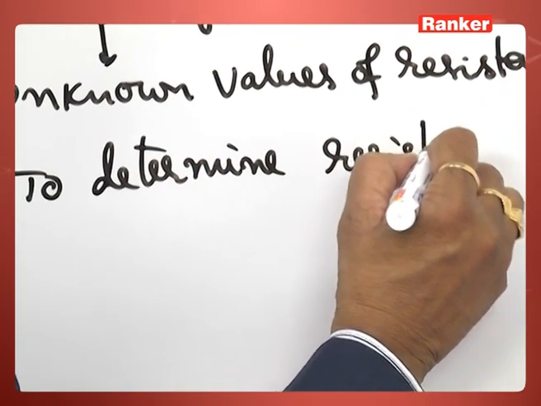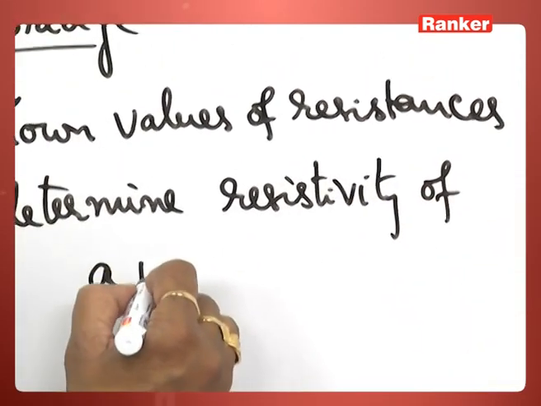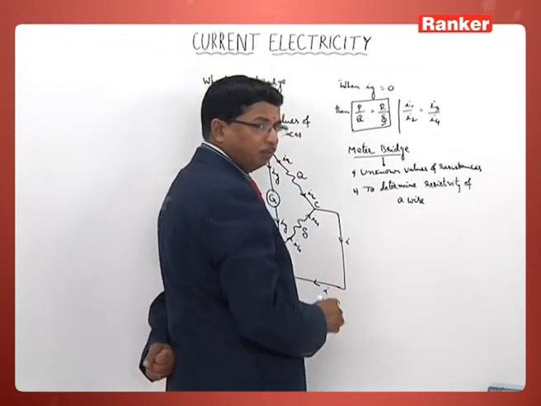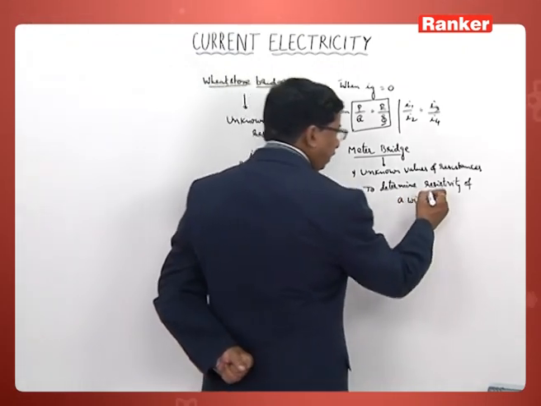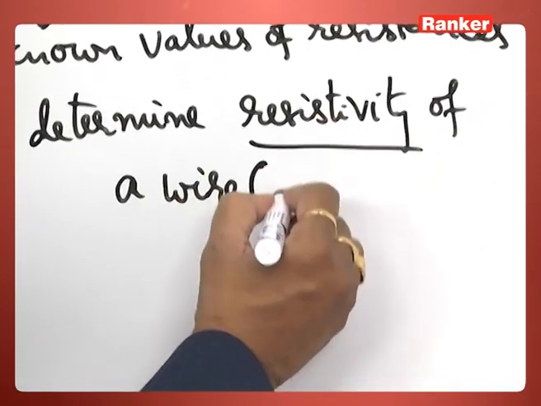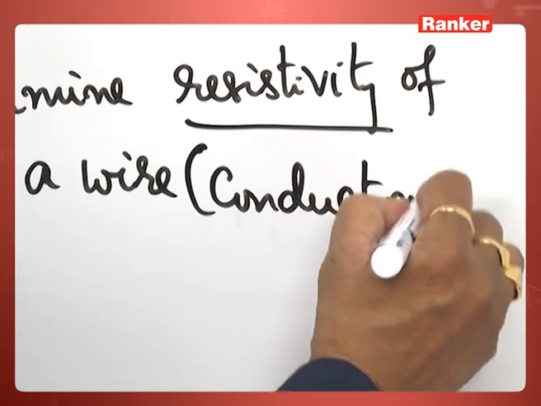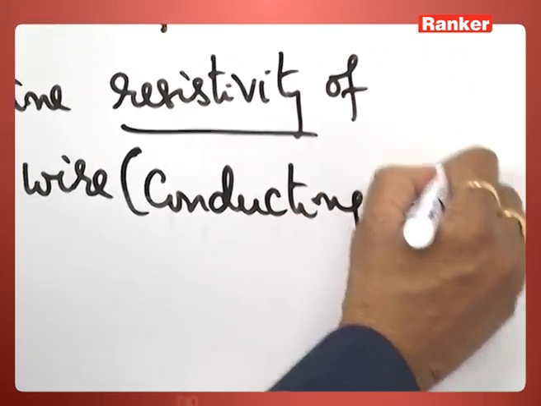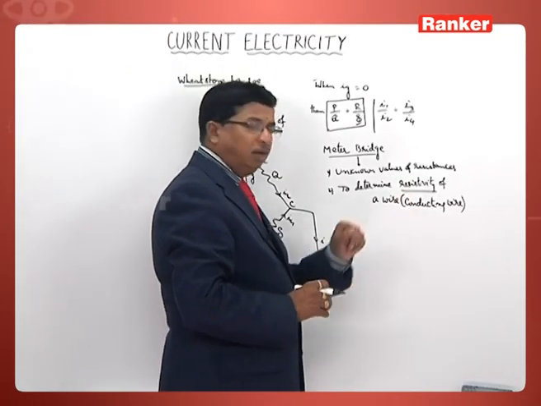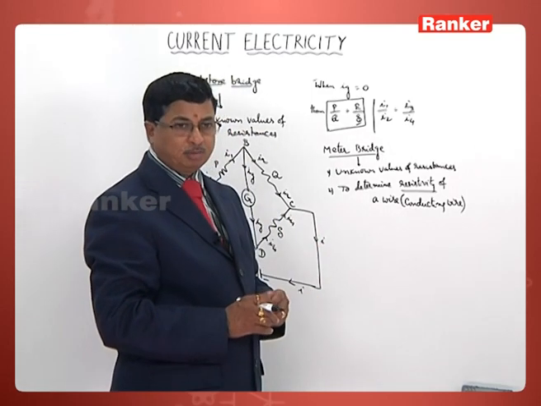resistivity of a wire. That is of course a conductor. Resistivity is also called specific resistance. So here we are taking up a conducting wire. Whatever is the material of that wire, for that material you can determine the resistivity part of it.